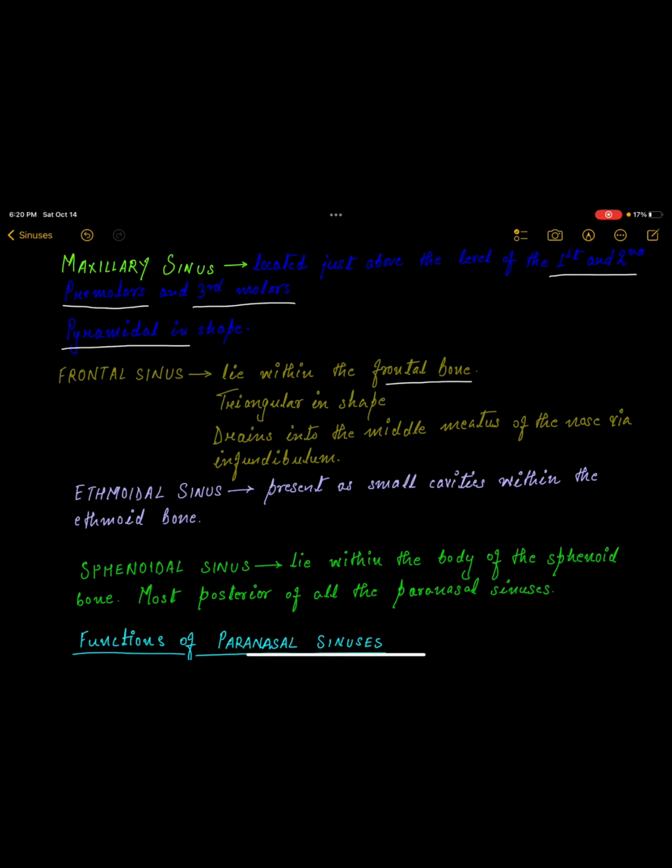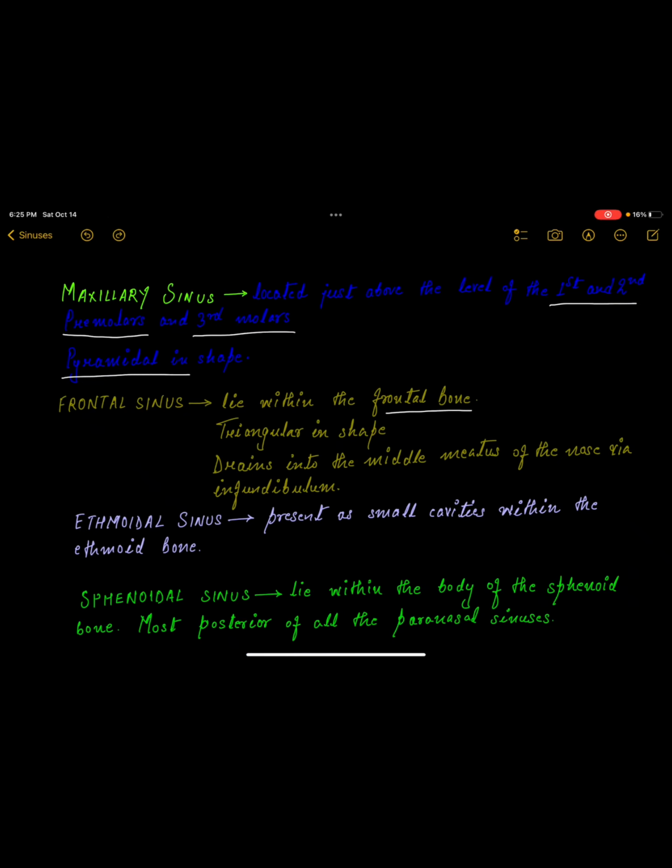Now the ethmoidal sinus. They are present as small cavities within the ethmoid bone, and if someone gets infection in the ethmoidal sinus, then they can develop dacryocystitis, meaning infection of the lacrimal sac. And the sphenoidal sinuses are present at the base of the skull, within the body of the sphenoid bone. And if there is any infection in the sphenoidal sinus left untreated, then they can develop complications like meningitis and intracranial abscess.